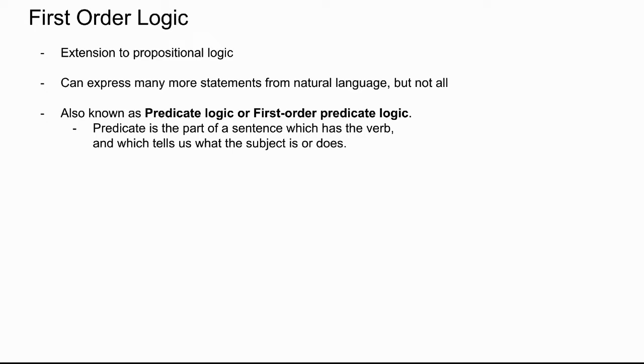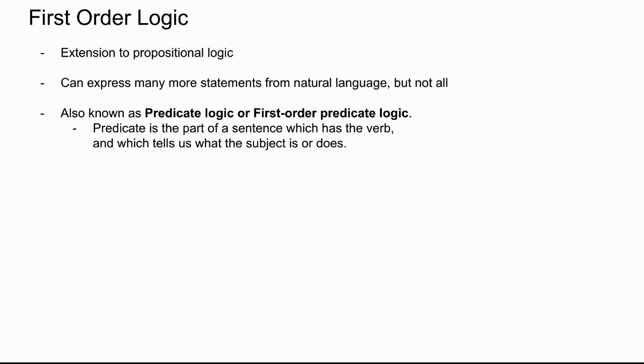First order logic in this sense is an extension of propositional logic, and it is not something that is totally different from it. And first order logic can express many more statements from natural language as compared to propositional logic, but of course not all. There are still statements in natural language which cannot be expressed using first order logic, and one of the reasons is because natural language is very heavily context dependent. You cannot take away the context from everything that is said in natural language, but it is definitely expressive enough to serve the purpose of computation, which is what we are really interested in.